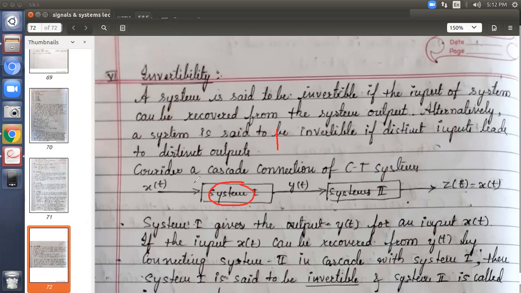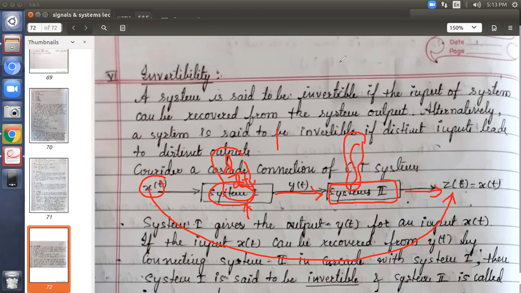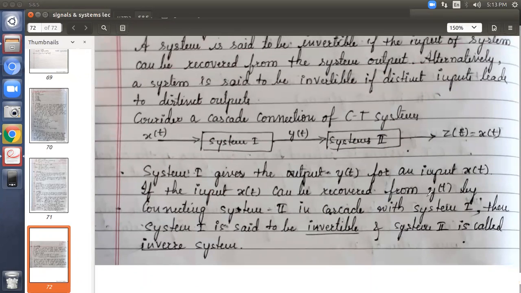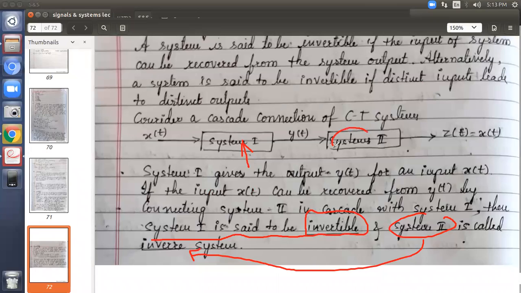One example I can tell you. If this is a system, this is the input, and the system is differentiation, d by dt, then this will be the output. Now, what is the inverse of differentiation? The converse operation is integration. So if the first system is differentiation, and I take one more system in cascade, in series, which is the converse operation, integration, I can get the original signal back. Then I call system 1 the invertible system. So system 1 is invertible and system 2 is called the inverse system. If this is differentiation, then integration is the inverse of differentiation.